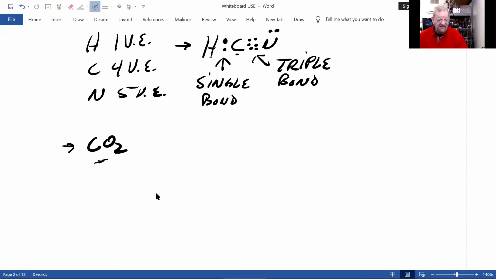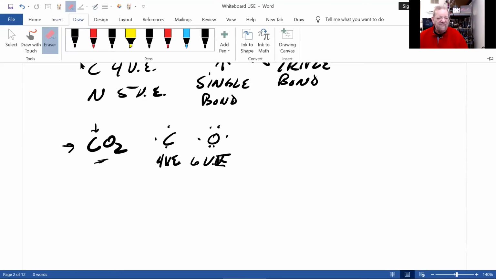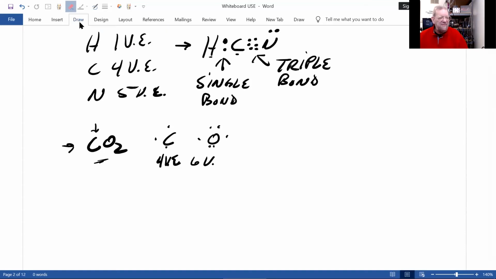So how do we do that? Carbon is going to be in the middle to make this work. And if you don't believe me, try another way and you'll see it doesn't work. And it has 4 valence electrons. You know how to look that up. Each oxygen has 6 valence electrons. Let's clean this up. See, Dr. White can make mistakes even when he's alone. All right, now how do we do that?